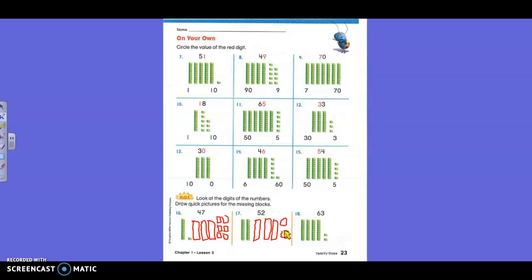63 is number 18. Do they have 3 for the ones? No. Well, how many more do we need to get 3 to be the ones? 1. Okay, do we have 6 tens for 60? No. How many do we have? We only have 4. How many more do we need? 2.